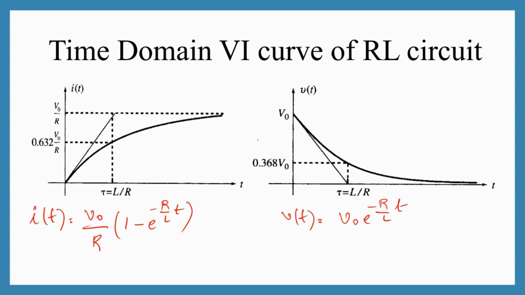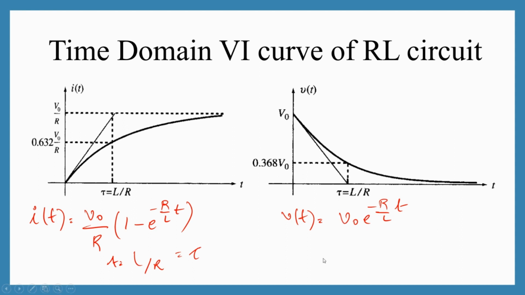So that's why the shape of these two curves appear in this manner. Here, if I replace t with the time constant, so when t is equal to L by R, the value of I of t would be 0.632 into V naught by R, because this would become e power minus 1, and 1 minus e power minus 1 is 0.632.